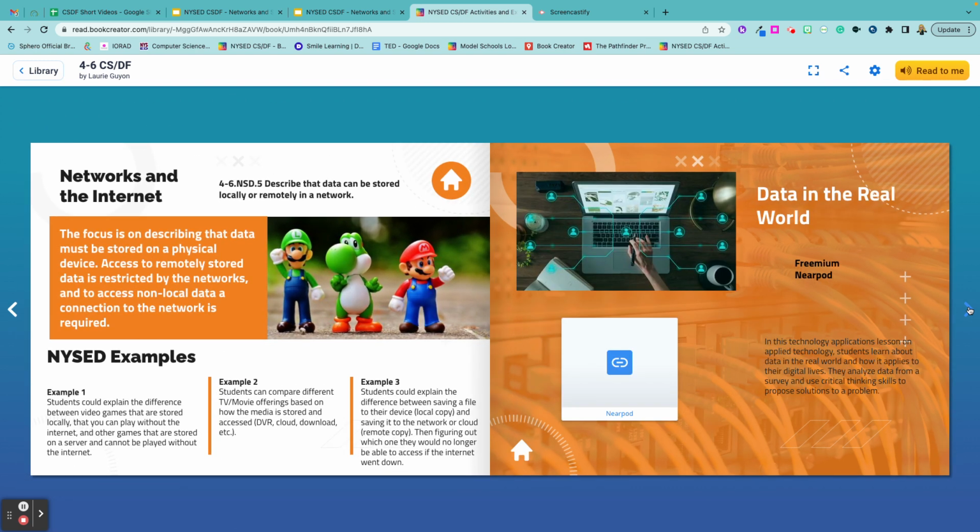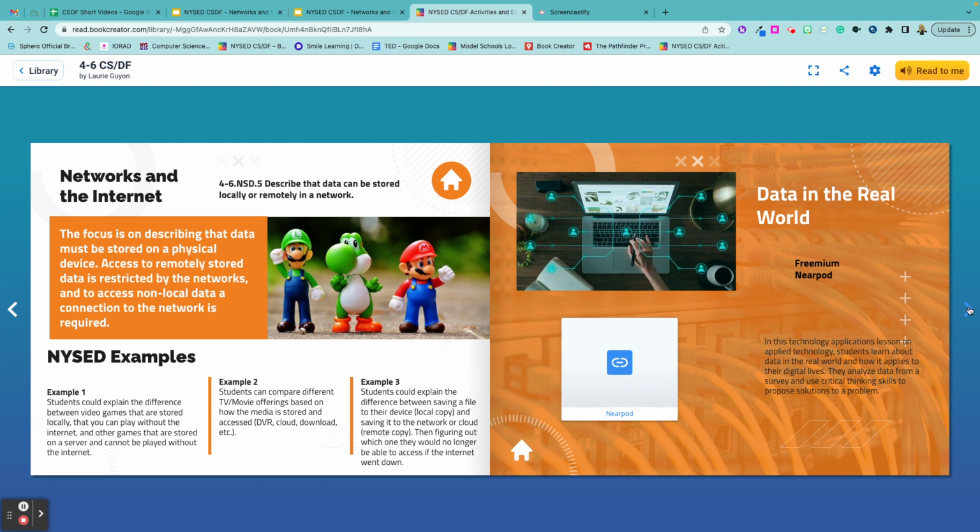And then finally, in networks and the internet, we're talking about where the data is stored, either locally or remotely, and how it's accessed. So you can talk about video games that are played, or where we store our data on our computers, or the different programs that we use online.